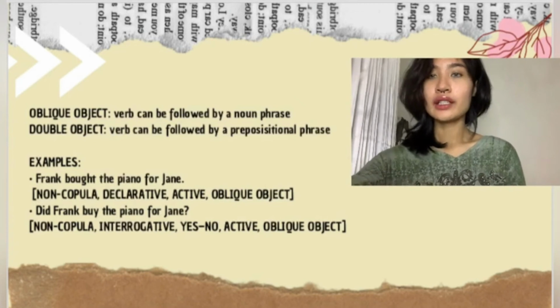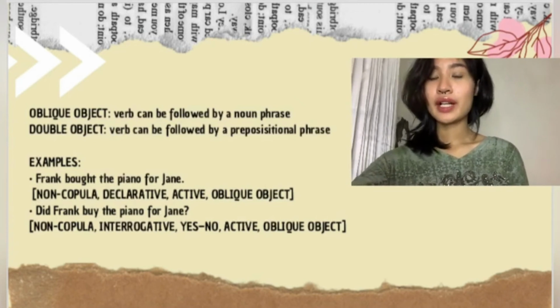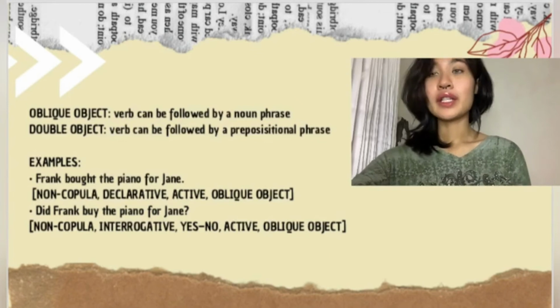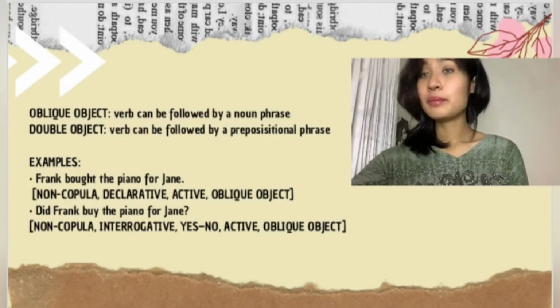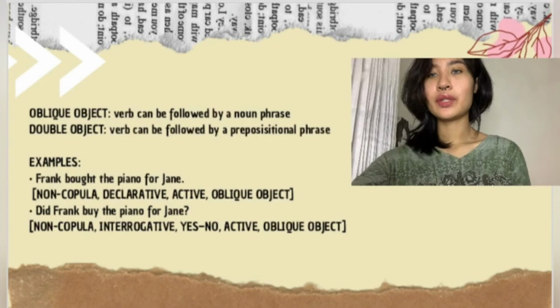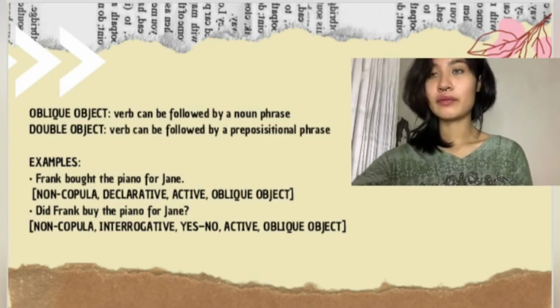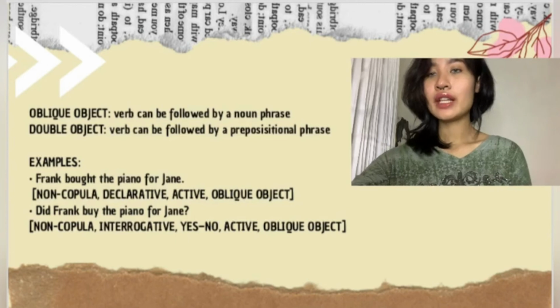In turn, the double object construction can be active or passive. Frank bought Jane the piano, and Jane was bought that piano by Frank. The oblique object construction too can be active or passive, in the examples Frank bought the piano for Jane, and the piano was bought for Jane by Frank.